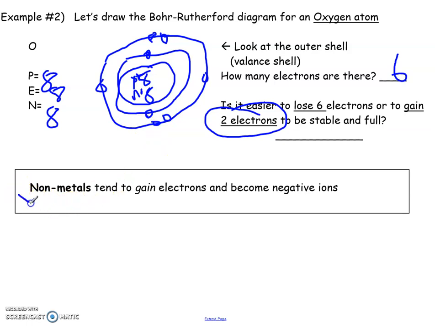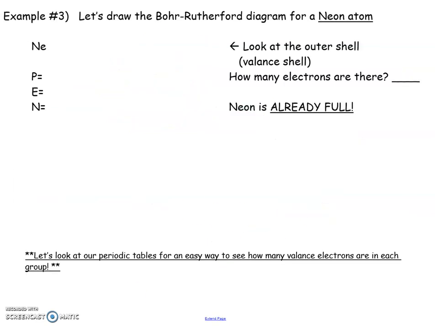So here is the general point. All nonmetals, remember we talked about metals and nonmetals, will always gain electrons and become negative charges. So metals become positive, nonmetals become negative. That's a main point.